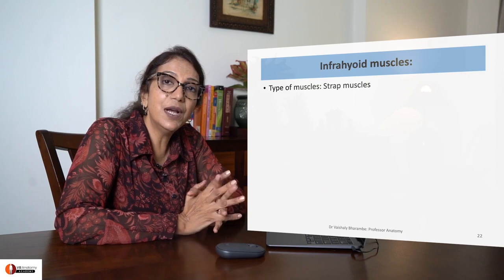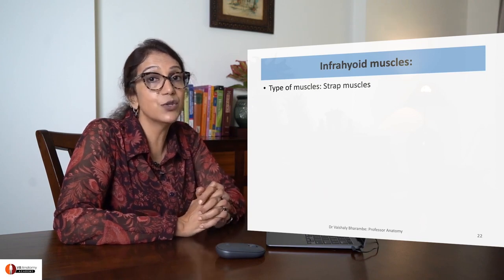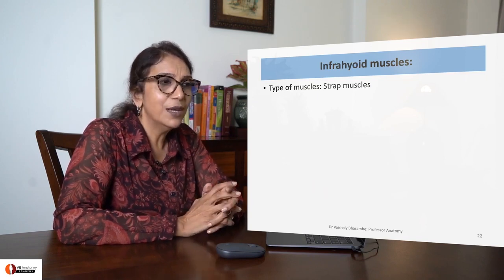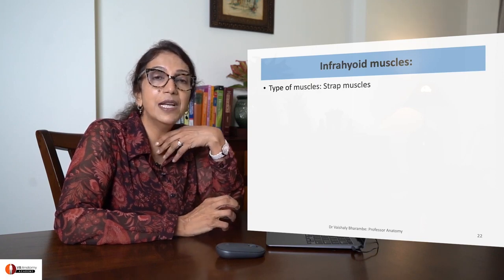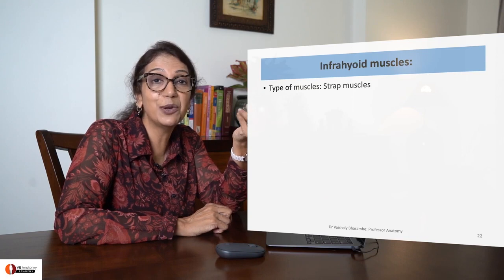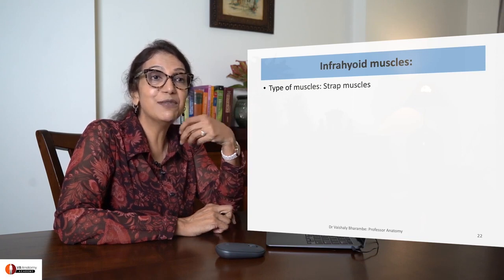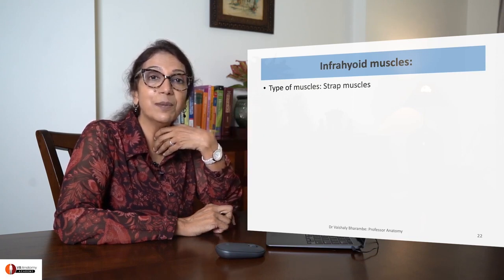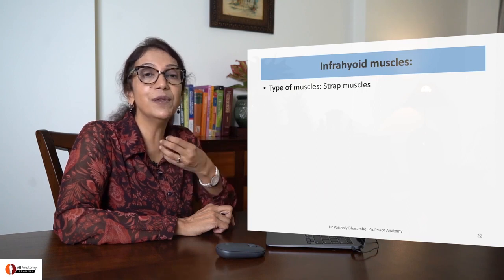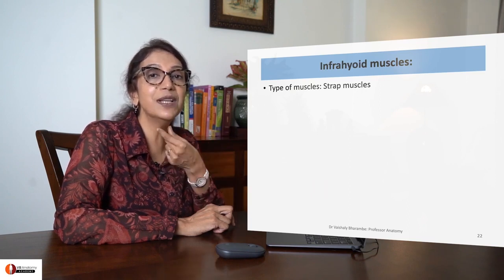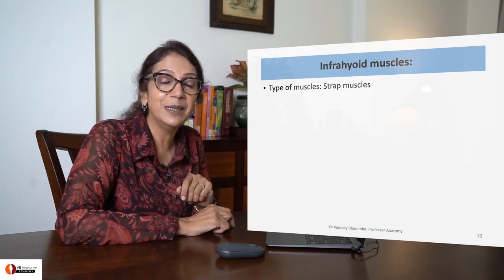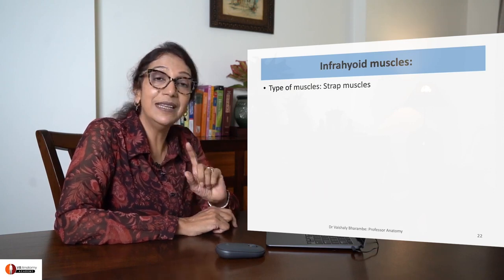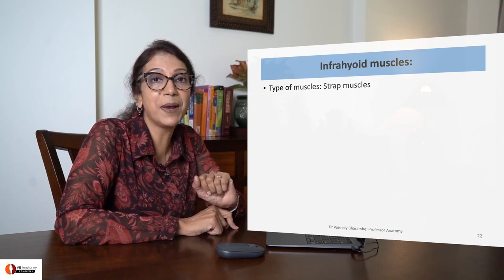So these infrahyoid muscles are classified as strap muscles. You're all familiar with them. So many times elderly people, I'm sorry, but that includes me nowadays, when we take a deep breath, or sometimes when we move, you will see 2 longitudinal muscles becoming prominent in the neck, and you might see it in me as well. These are the infrahyoid muscles or strap muscles.